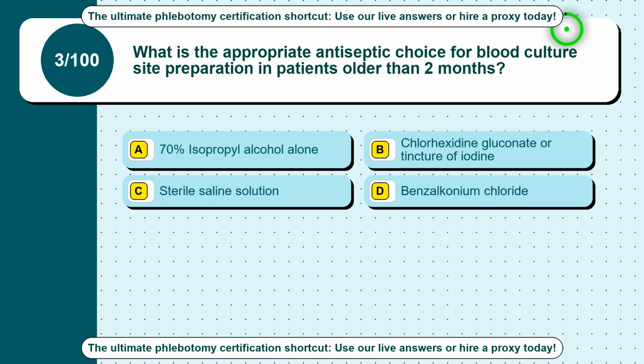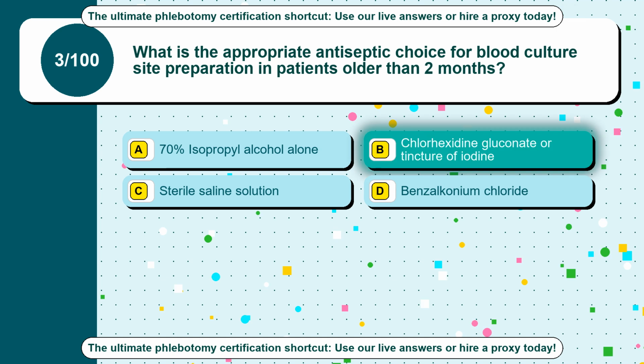Question 3. What is the appropriate antiseptic choice for blood culture site preparation in patients older than 2 months? Option A. 70% isopropyl alcohol alone. Option B. Chlorhexidine gluconate or tincture of iodine. Option C. Sterile saline solution. Option D. Benzalkonium chloride. The correct answer is option B.